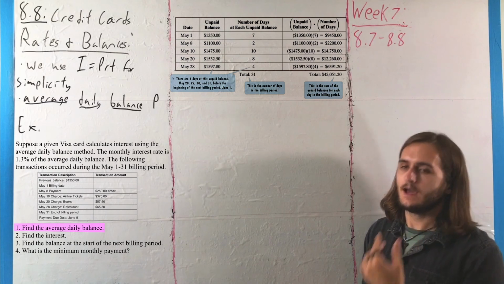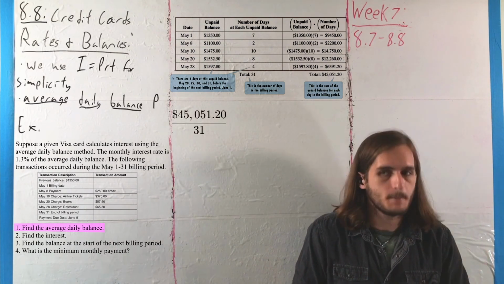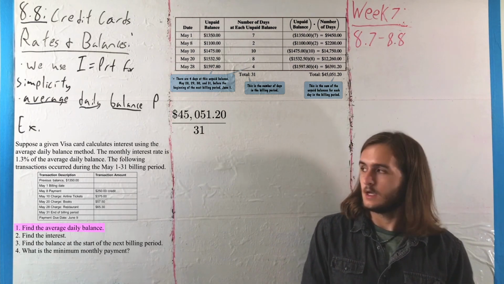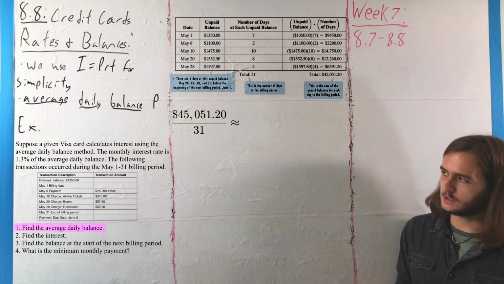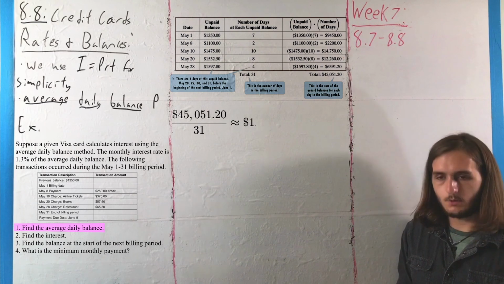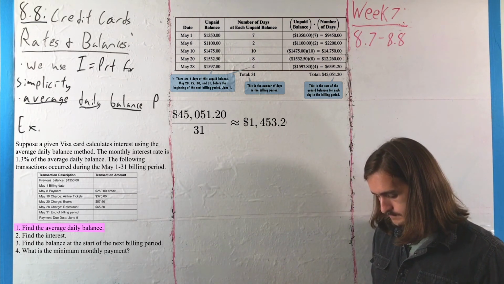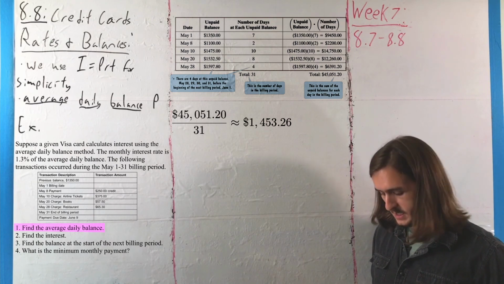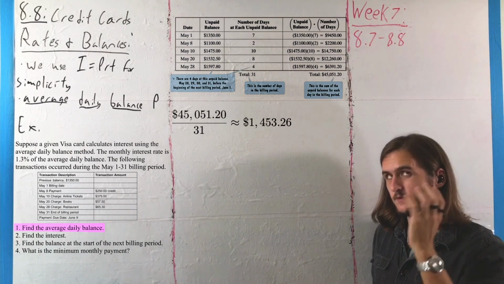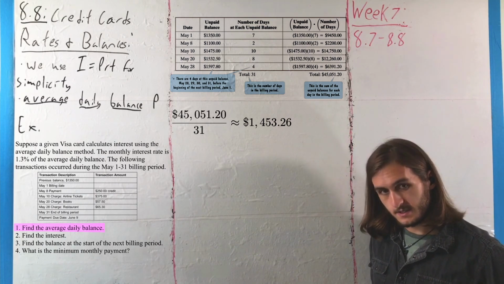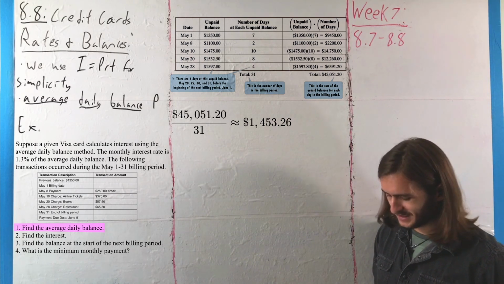So if you want to find the average unpaid balance, we take that whole period and divide it by the number of days in the period, which is 31. In this case, that would mean taking that $45,051.20, dividing it by 31 to get a value of $1,453 and 26 cents. It's a lot of numbers, even for me.